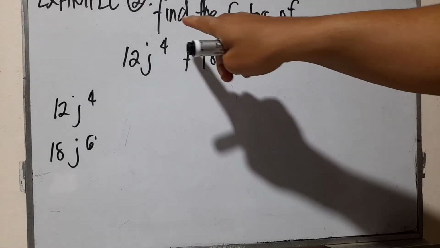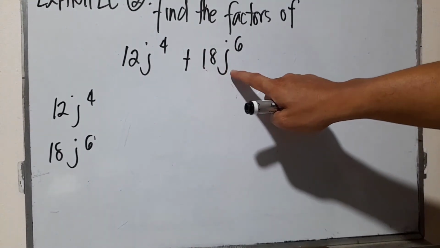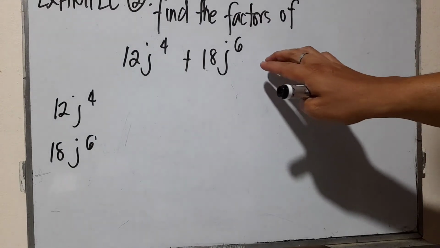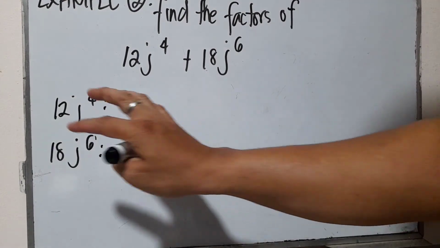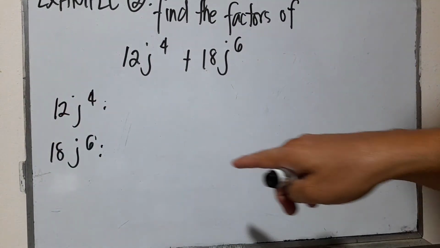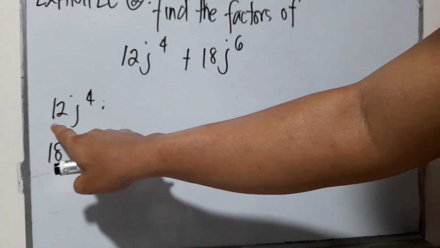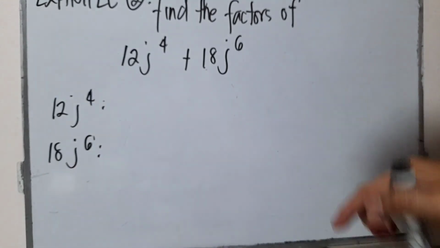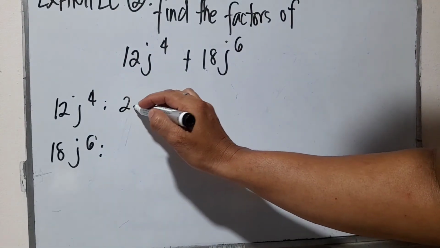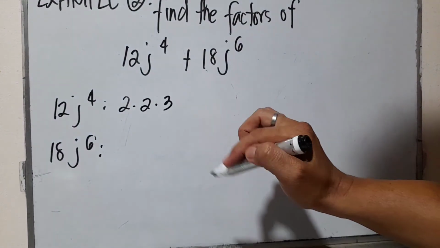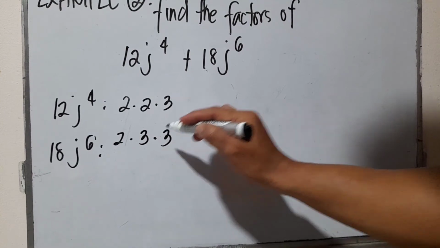In example number 2, find the factors of 12j to the 4 plus 18j to the 6. In this example, we're going to use another method, the expanded form. So we will expand the two terms of the polynomial, 12j to the 4 and 18j to the 6. The expanded form of 12 is 2 times 2 times 3. How about 18? We have 2 times 3 times 3.